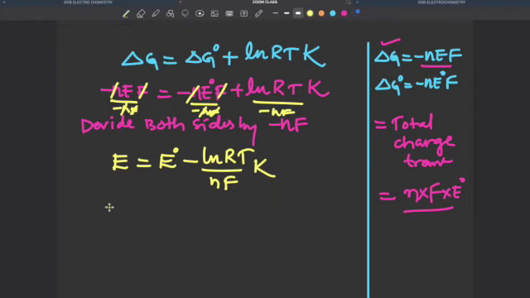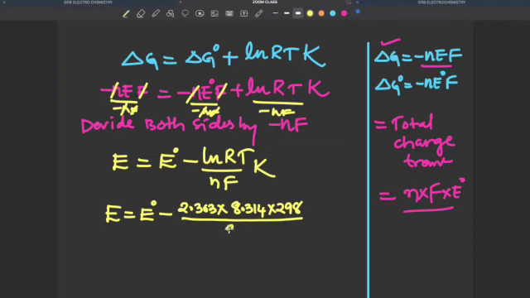Let's plug in the values here. E equals E naught minus ln, and the value is 2.303 log, we know it. The R value we take in joules, that is 8.314, into temperature, I take 298 Kelvin, divided by, I take Faraday equals 96,500 and this value is N, and we got log K left over here. You don't have to remember this derivation.